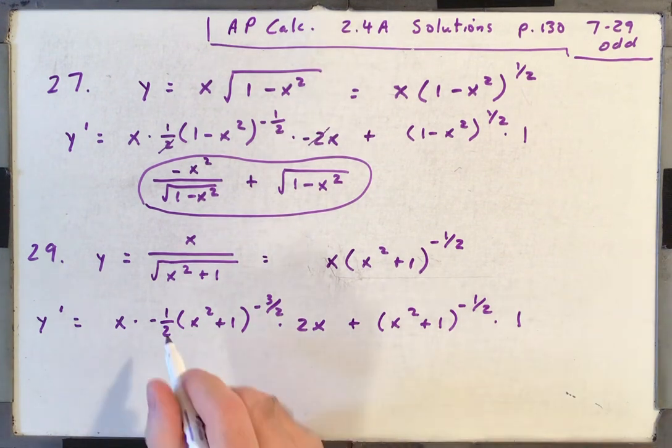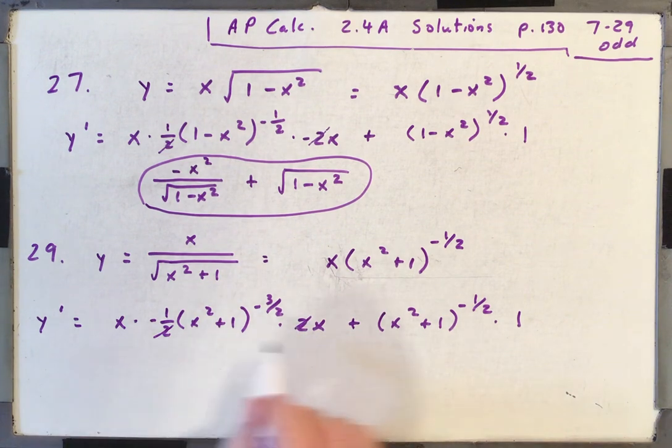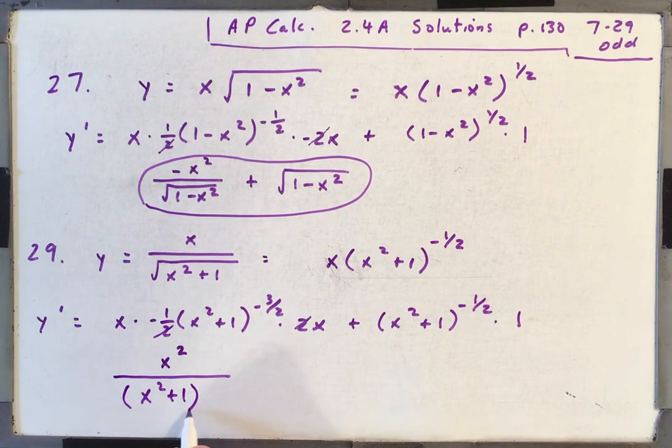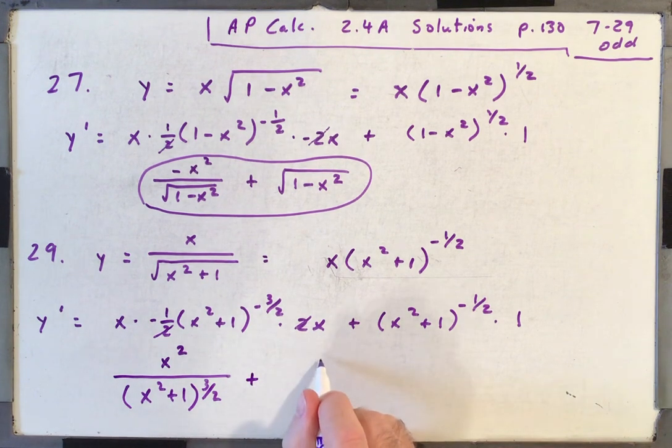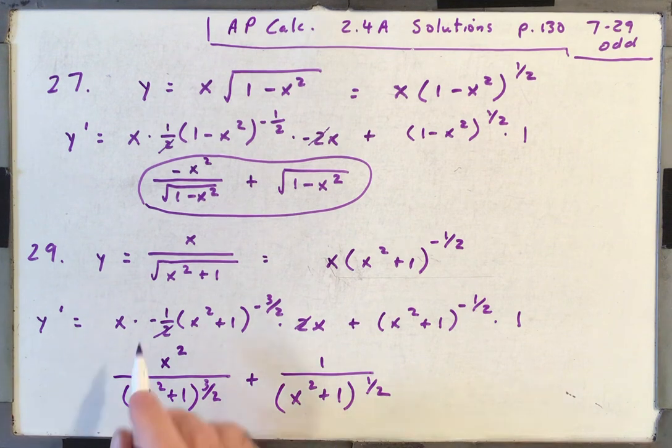So here, I got the 2 that cancels there, the 2 that cancels there. So I would have x times x, that'd be x squared over x squared plus 1 to the 3/2 plus 1 over x squared plus 1 to the 1/2. All right, and I forgot the negative there. Oops. So there's a negative right there. So it'd be negative. And I would be totally fine with that.